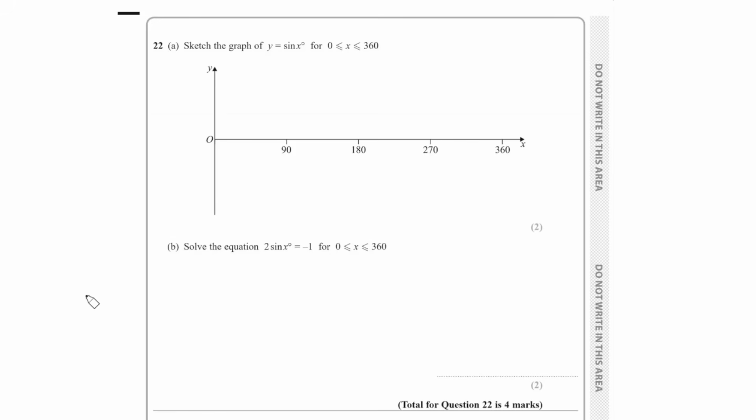Question 22, part A. Sketch the graph of y equals sine x for x being between 0 and 360. So we should know that sine x always starts at 0, 0. It then goes up to the highest at 1, so we could always write that there, 1. Comes back down. Every 90 degrees it kind of changes, doesn't it? It's up, down, down again to minus 1 at 270 and then back up. And it's this kind of smooth curve here.